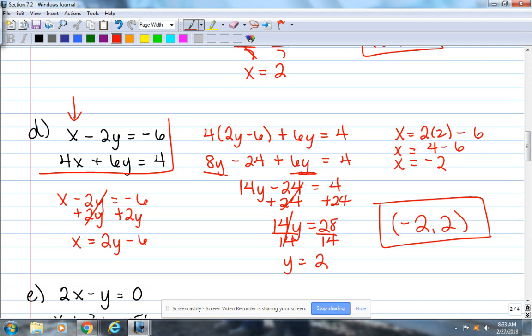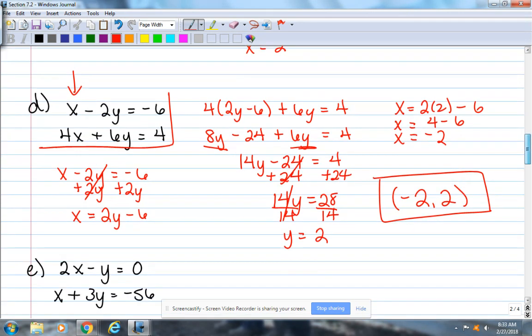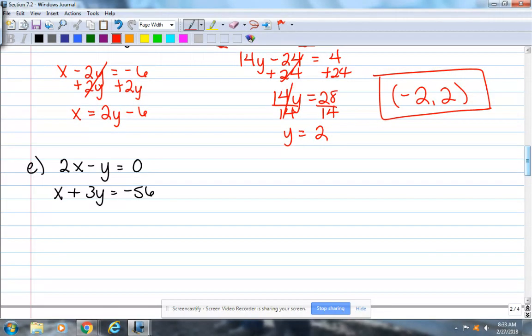And honestly, though, y'all, that's as hard as it gets, is when there's not a variable that's completely by itself to start with and you have to get it by itself. That's as hard as substitution can get. Okay? So we're going to do the same thing on problem E right here. We want to pick a variable to get by itself.